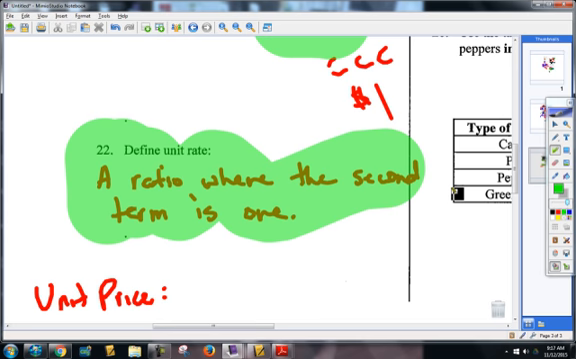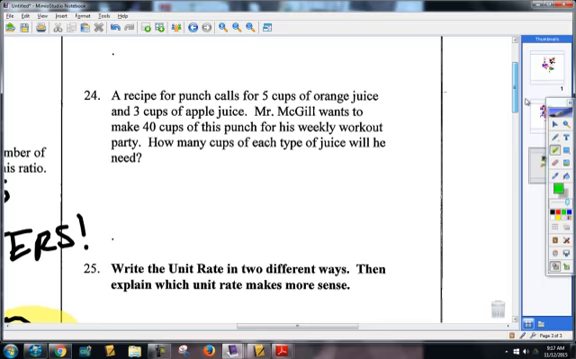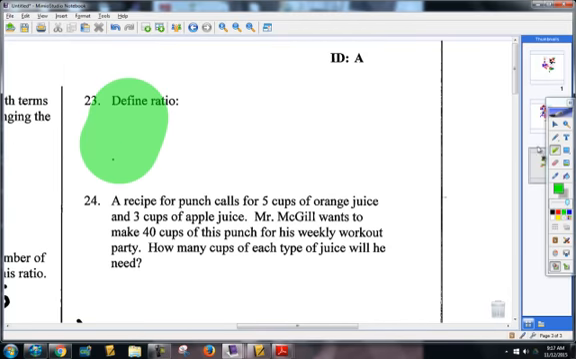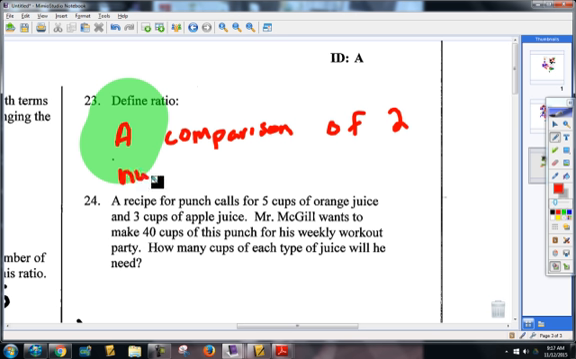Either way. Let's go up here to ratio. You may want to write this if you don't have it: a comparison of two numbers by division. That is exactly how it is in your notes. Everybody write it if you don't have it. I will accept a comparison of two numbers, but on the summative, I want to see a comparison of numbers by division, because we know that all ratios are division problems.